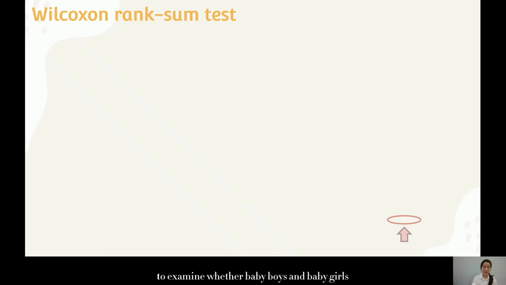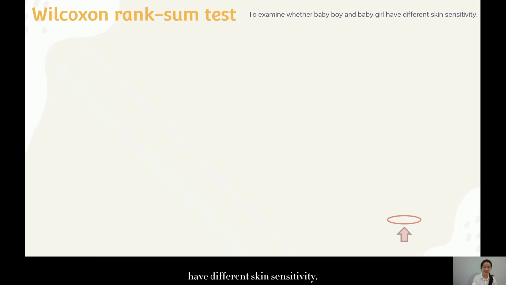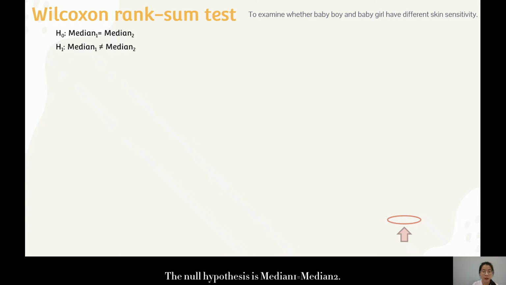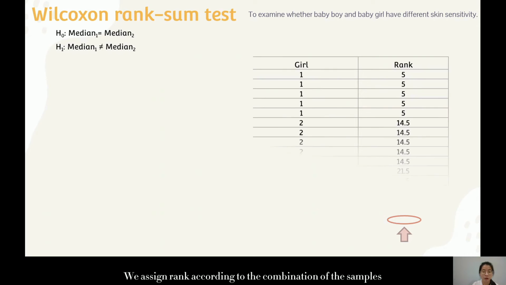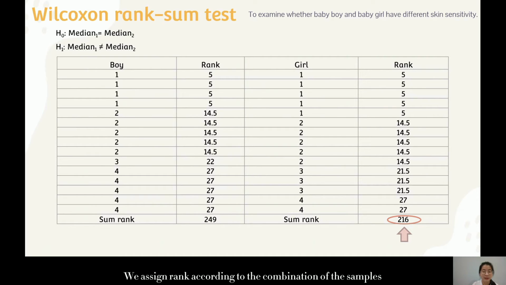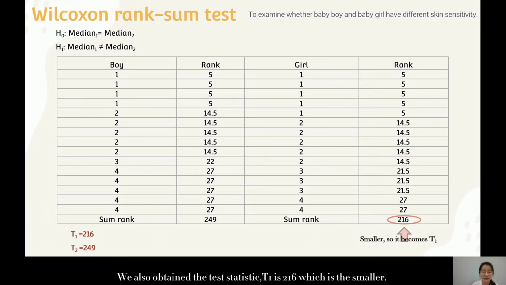Wilcoxon test is used to examine whether baby boy and baby girl have different skin sensitivity. The null hypothesis is median 1 equal to the median 2. The alternative hypothesis is median 1 is not equal to the median 2. We assign rank according to the combination of the samples, which are the skin sensitivity of the baby boy and baby girl. Now for the baby boy, the rank sum is 249. The rank sum for the baby girl is 216. We also obtain the test statistic T1 is 260, which is the smaller.